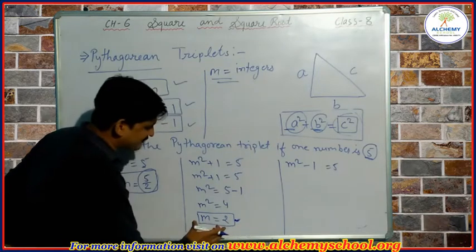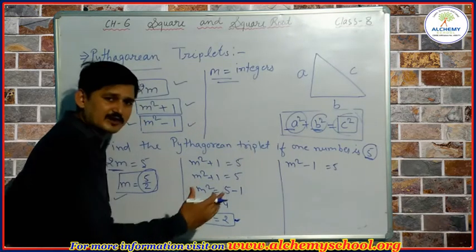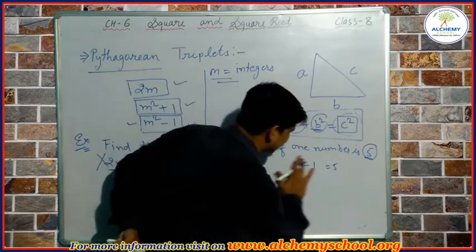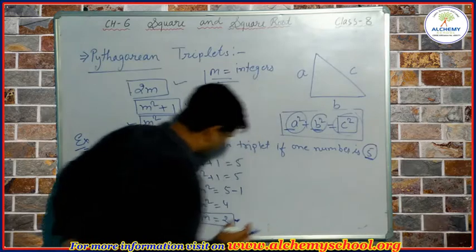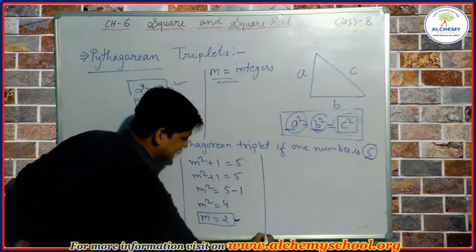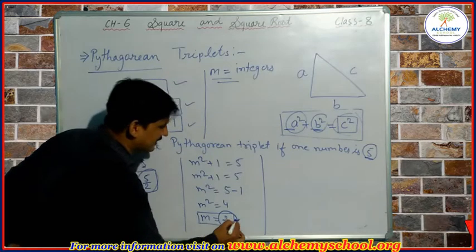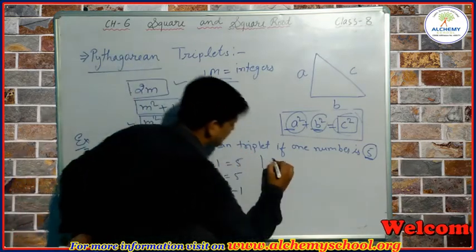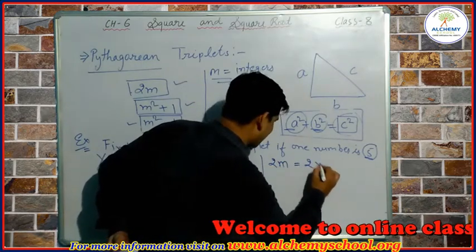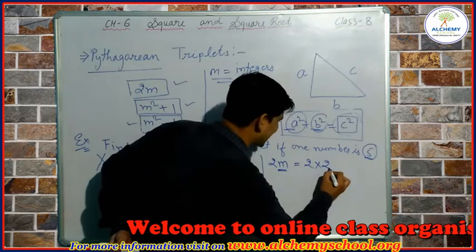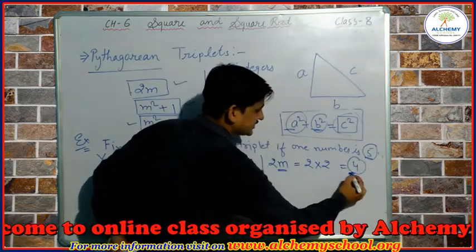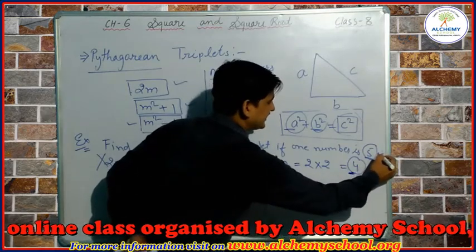Now we have the value of m. Once we get the value of m, it is not necessary to apply the third procedure. If we are not getting the value of m, then we have to apply the third procedure. Once we get the value of m, we put it in the remaining two formulas. 2m is equal to 2 times 2, which is 4. So this 4 will be another number of the triplet.